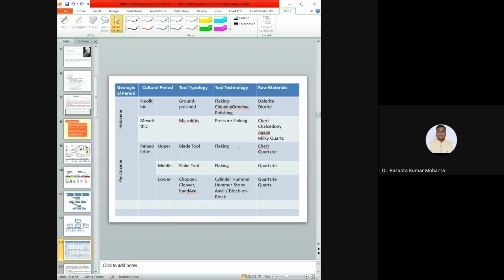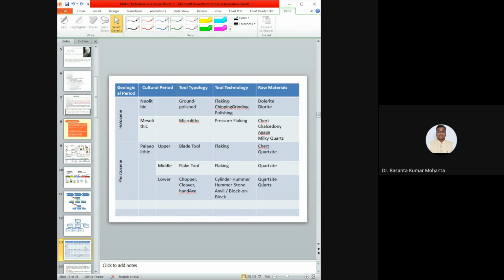Similarly, blade tools are also basically prepared by using flaking and pressure techniques. Microliths are mainly prepared by using the pressure flaking technique. And the Neolithic tools are prepared by using the flaking and chipping technique of the previous cultures, as well as they introduced the grinding and polishing technique. And these grinding and polishing techniques are unique to the Neolithic people.